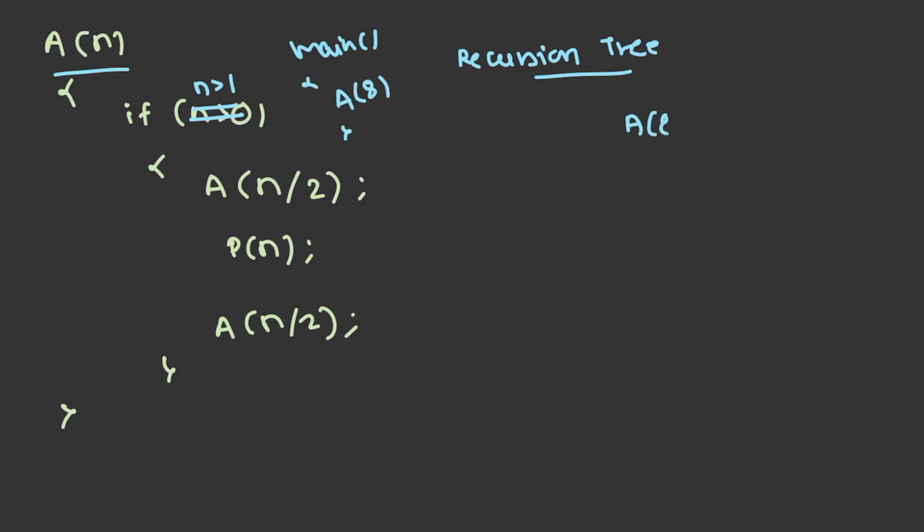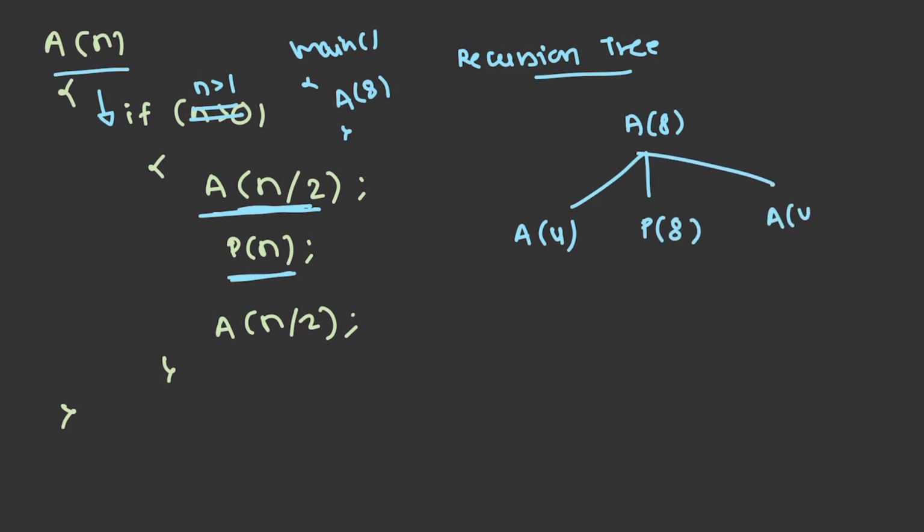Initially, A of 8 function call has been registered and it enters the condition. Now, A of 4 function call has been made. The control has been shifted to A of 4. Followed by that, it has to print the value of n. The n in this case is 8. So, 8 will be printed. And again, one more function call for A of 4 has been made here. Similarly, for A of 4, the condition is satisfied. A of 2 will be called and 4 will be printed.